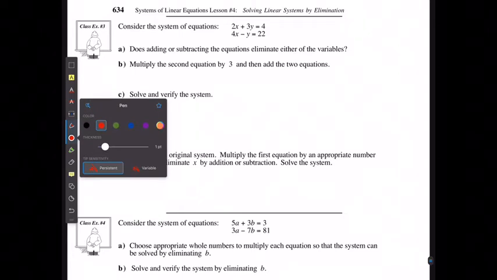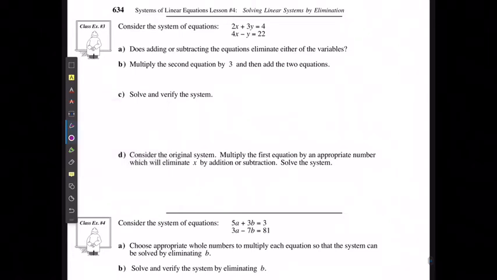For example 3, now I can see that I have all of my values stacked on top of each other, the x's, the y's, and the constants, but they don't have the same coefficients. My x's don't have the same coefficients, and my y's don't have the same coefficients. So if I just add or subtract the equations, does it actually eliminate either variable? No, because they need to have matching coefficients.